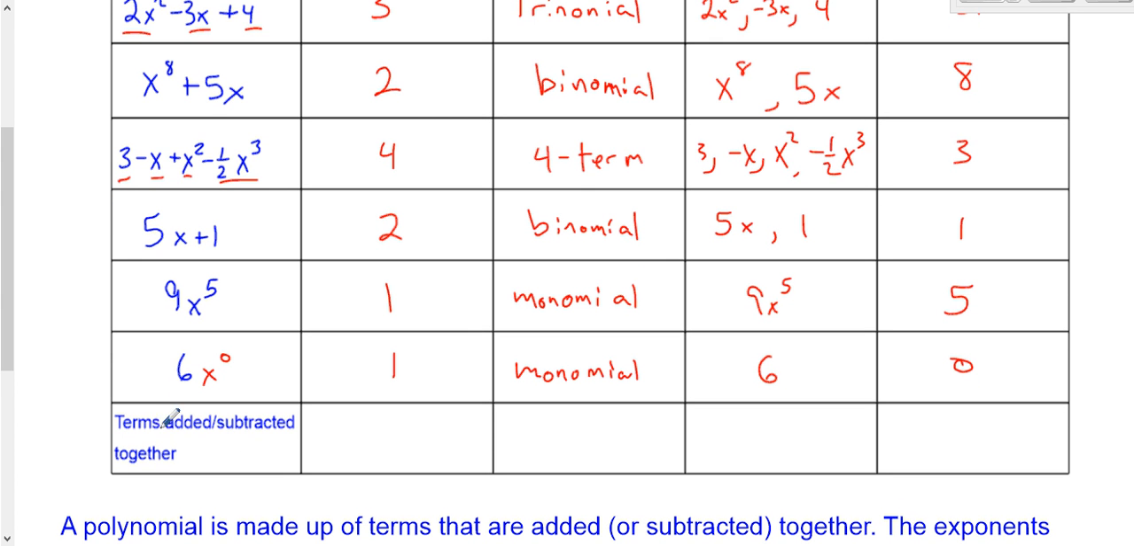And down at the bottom I have a description here to tell you what polynomials are. And I just say that terms are added or subtracted together. Down here, I would just say for the number of terms, you count them. The type of a polynomial is based on the number of terms. The actual terms themselves, you look at them as though they are being separated by plus signs.